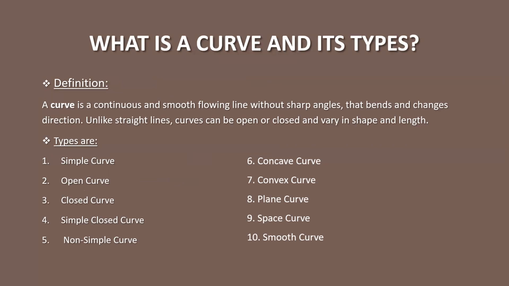So now we'll see what a curve is and its types. First is the definition of the curve. A curve is a continuous and smooth flowing line without sharp angles. It bends and changes direction. Unlike straight lines, curves can be open or closed and vary in shape and length. So a curve is a smooth flowing line whose angle is not sharp. It is kind of bent.